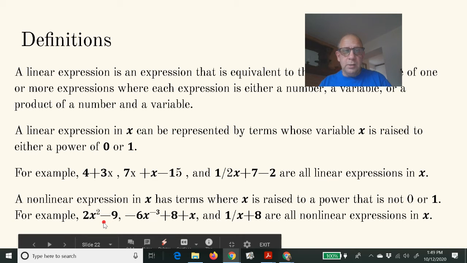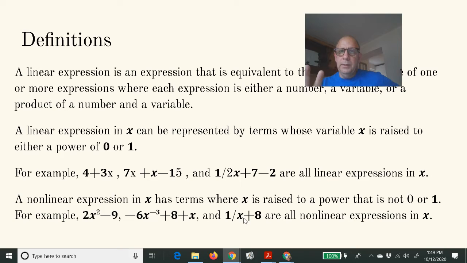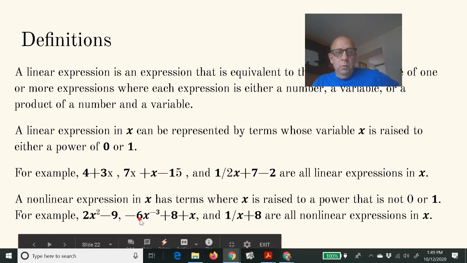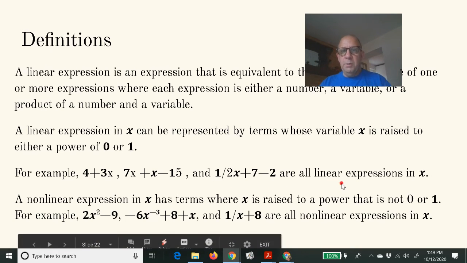Nonlinear expressions are anything else. So here we have 2x squared. So the x is squared. It's a nonlinear expression. Negative 6x to the power of negative 3. Nonlinear because it's a power of negative 3. 1 divided by x. This is tricky. If you're dividing by the variable, nonlinear. Just weird that way. Okay. We'll talk about that sometime, hopefully soon. If you just have numbers like 3 to the power of 3, that's still linear because 3 to the power of 3 is 3 times 3 times 3, which is 27, which has no power. So numbers raised to a power don't mean anything. It's the variables raised to a power that mean something.